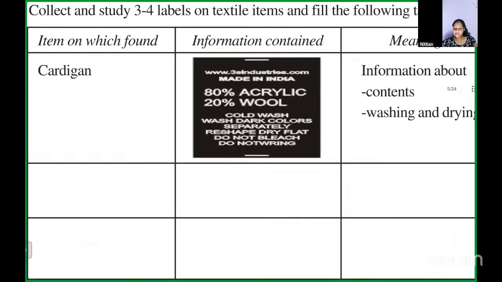Now look at a label that is mentioned, which is of a cardigan. 80% acrylic and 20% wool. Cold wash. Wash dark colors separately. Reshape, dry flat. Do not bleach.